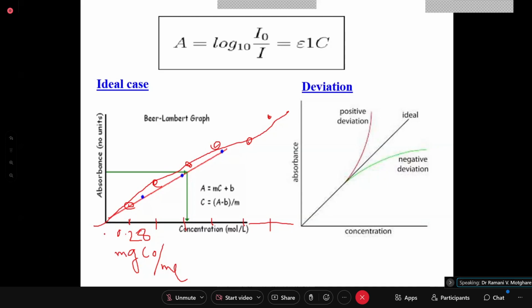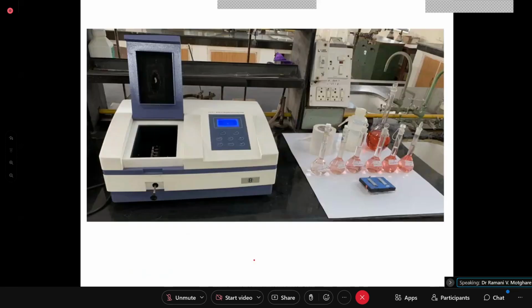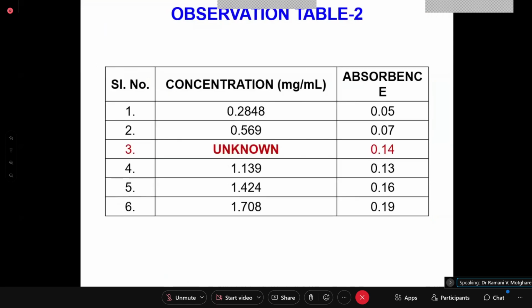Okay, and then you have some unknown. When you have an unknown, the absorbance of the unknown is given to you. So for this unknown absorbance, put a dotted line to this particular straight line, and where it is intersecting, put a dotted line in the lower part. If you get it here, this will be your unknown concentration. This is a relative technique in which you are comparing the result of your determination with the standard or the reference one.